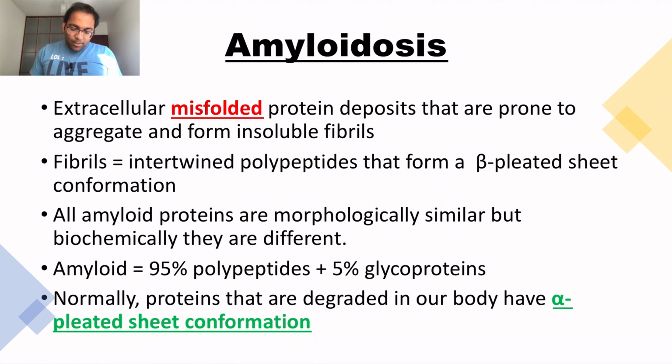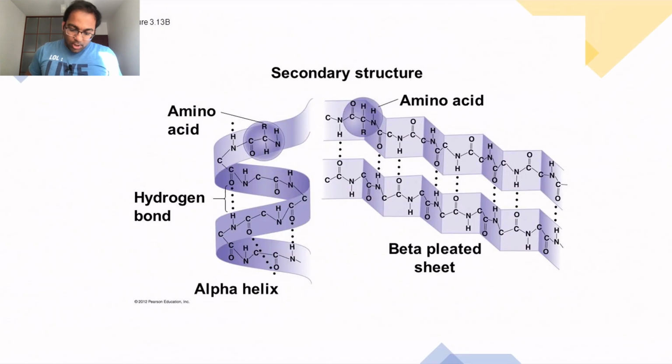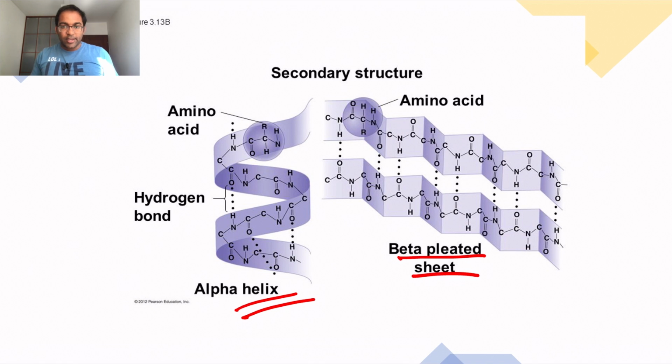Now you need to remember that amyloid has 95% polypeptides and 5% glycoproteins. Normally the proteins that we have in our body have alpha helical structure, so the majority of proteins have an alpha helical structure. You have to remember that. Now this is the structure of a normal protein, and you can clearly see that we have an alpha helix here, and we have a beta pleated sheet. Normal proteins have alpha helix and the amyloids have beta pleated sheet structure, right?